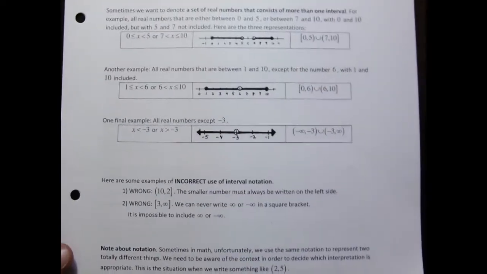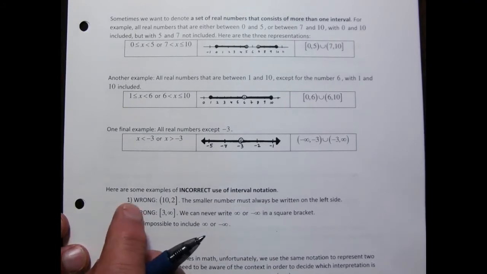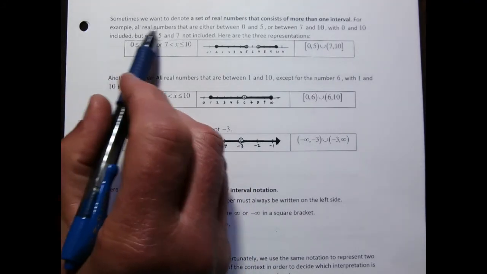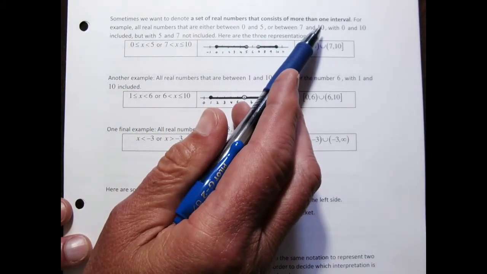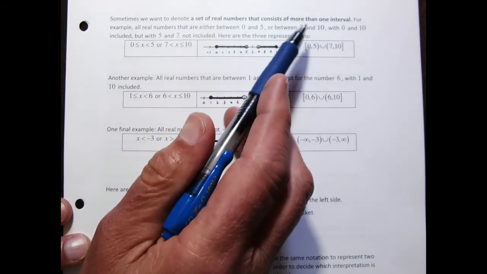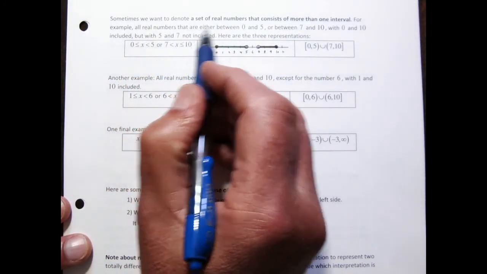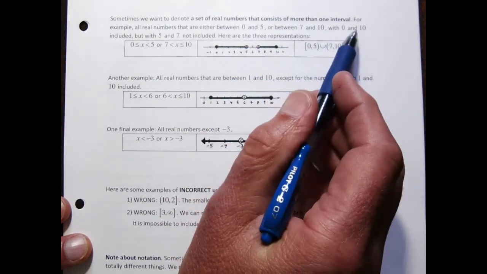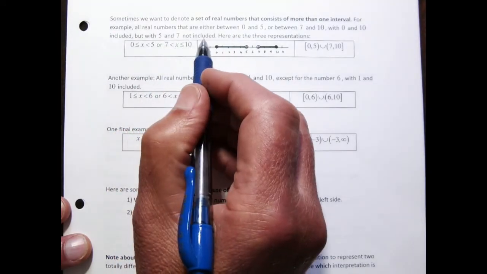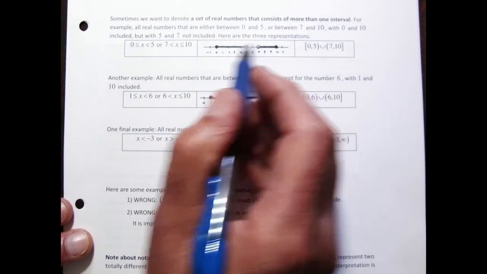The second page that I hand out now has some more important points to make here. Sometimes we want to denote a set of real numbers that consists of more than one interval. It's sort of like it's got pieces to this set, right? For example, all real numbers that are either between 0 and 5 or between 7 and 10, with 0 and 10 included but 5 and 7 not included. That's kind of a mouthful to say in English. Here are the three representations.